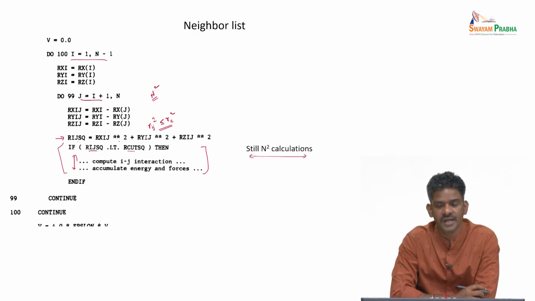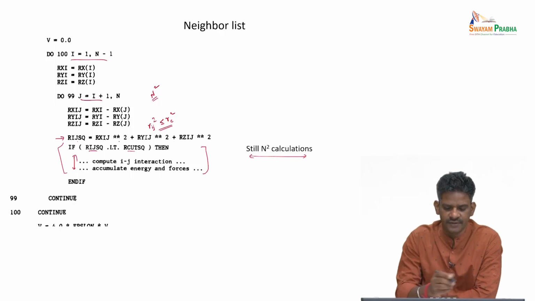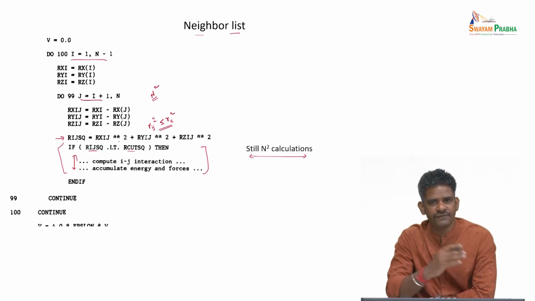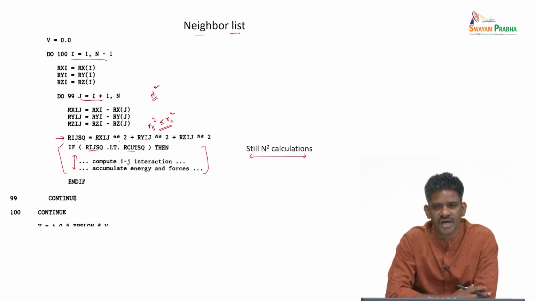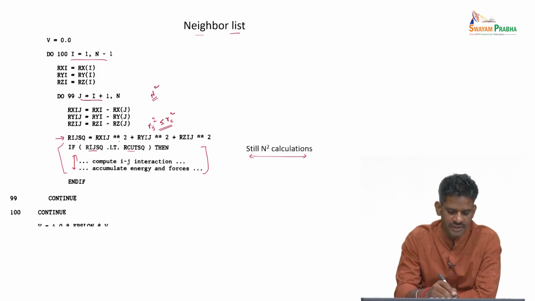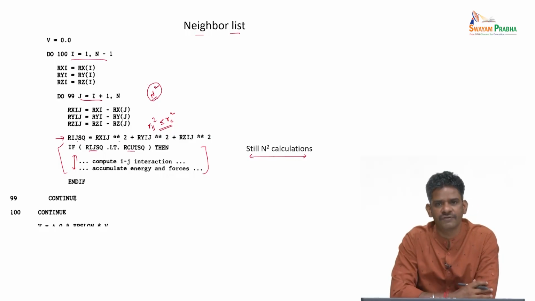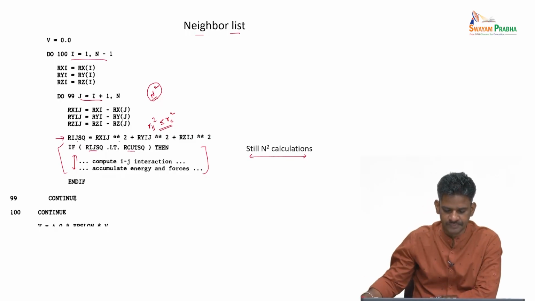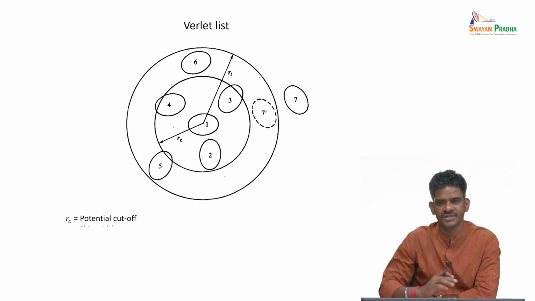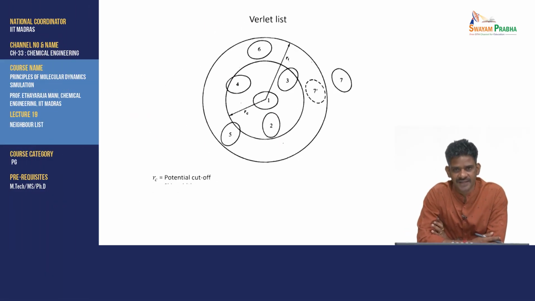Yes, it is possible, and in this context, we will be looking at what is called the neighbor list. So, we are going to move to a different kind of approach. Apart from having the cutoff, can we do something more so as to reduce this n square calculation? One such approach is what is called the Verlet list.